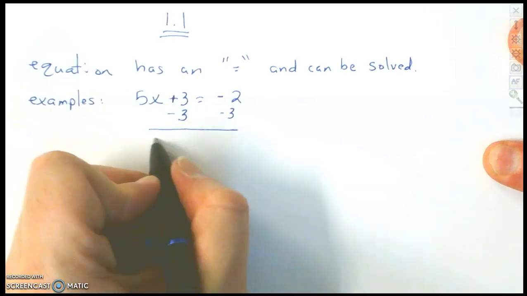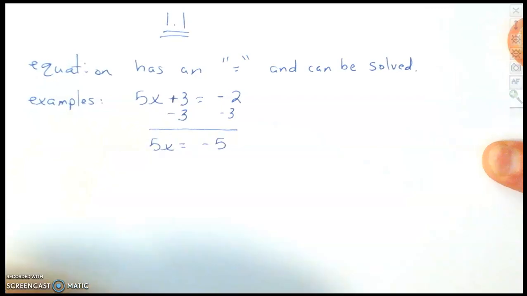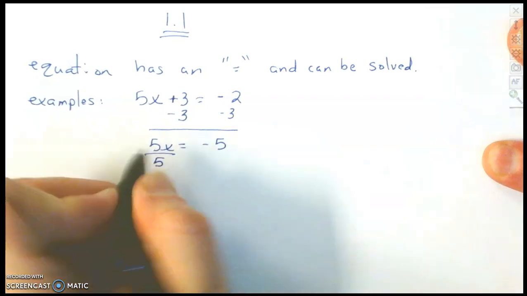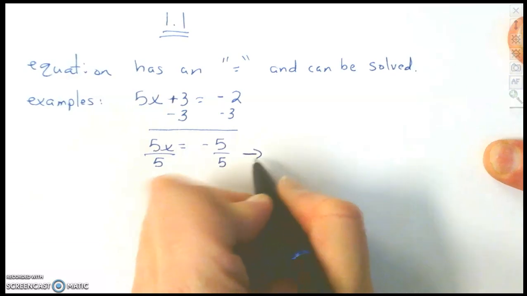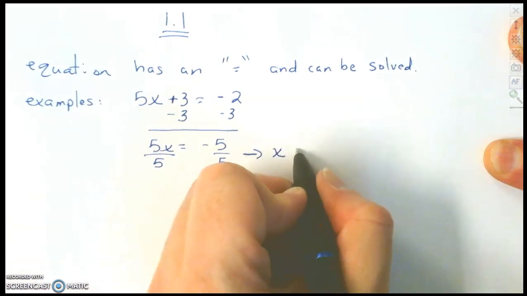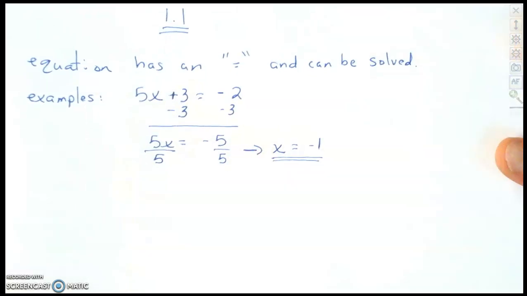And that gives you then 5x equals a negative 5. We divide it by 5. Okay, and that allows us to solve it. And that gives us now x equals negative 1. So that's an equation. Okay, an equation, it has an equal sign. We are able to algebraically solve it and get an answer.